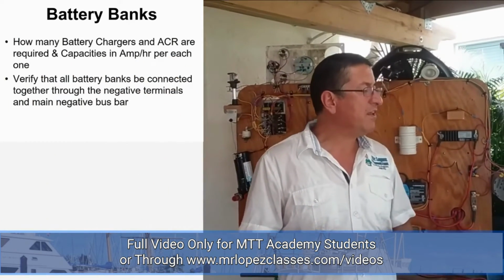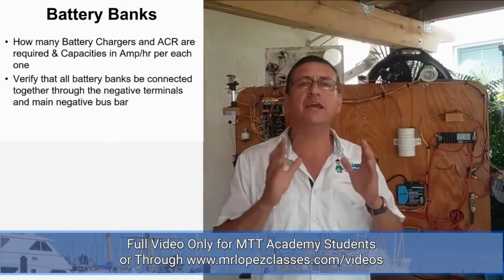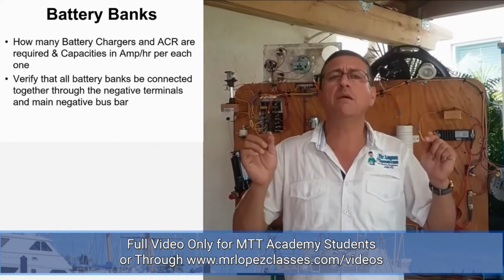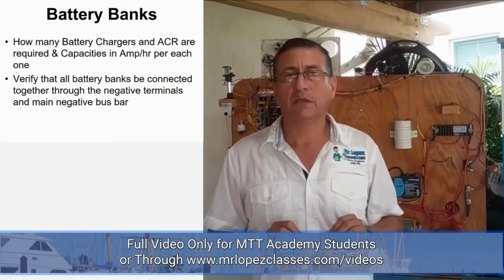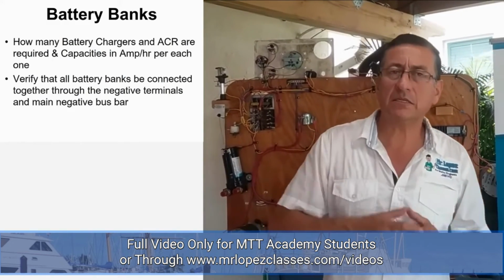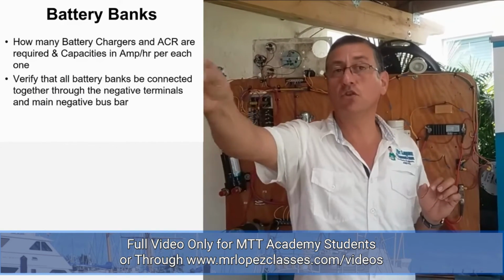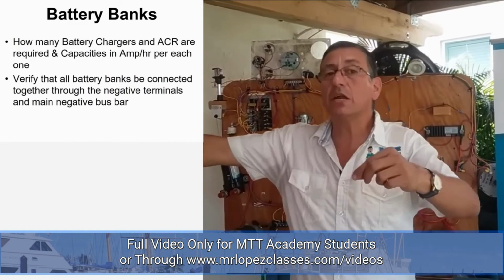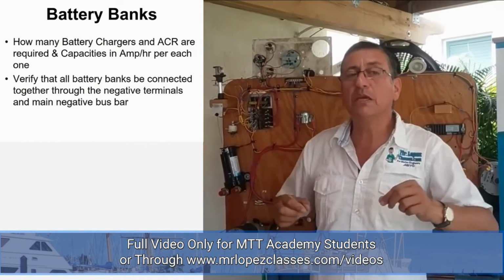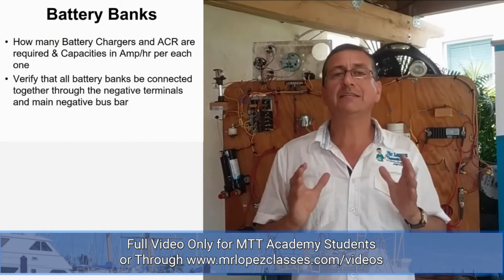The next one is to verify that all the battery banks are connected together through the negative terminals and connected with the main negative bus bar. This is a critical connection. Okay, I have 6 battery banks. I need to be 100% sure that the negatives of those battery banks are connected together in between all of the groups and connected with the main negative bus bar. This is mandatory, this is important.